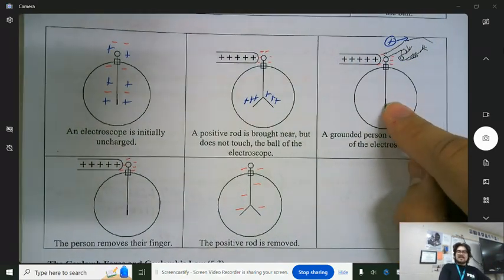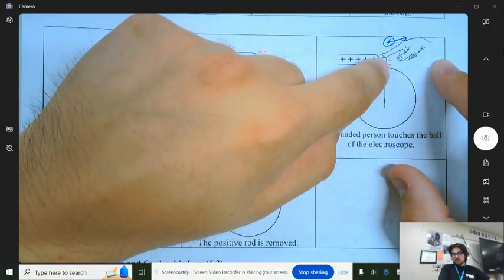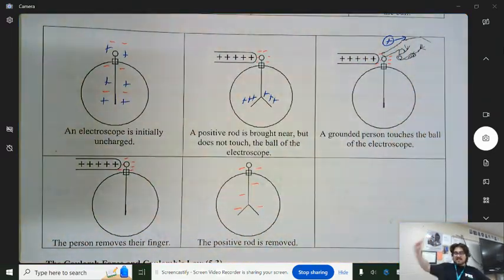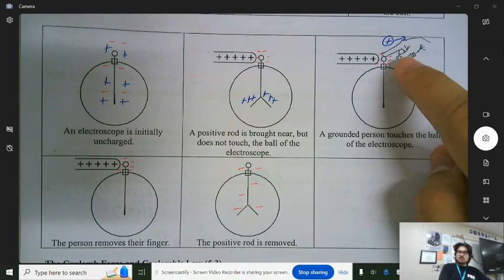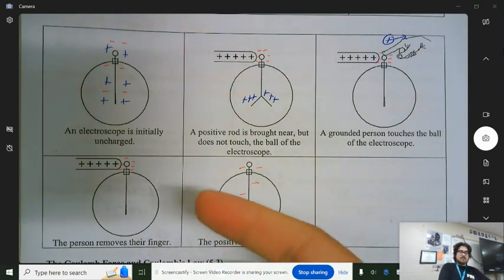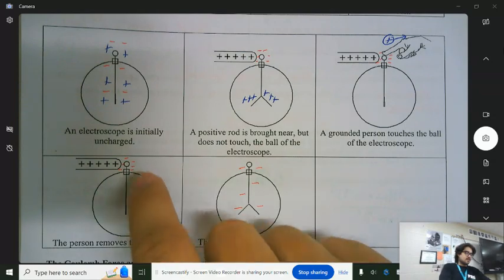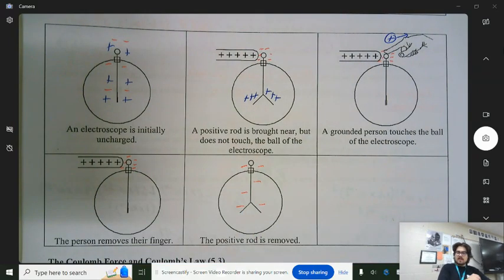So what's going to happen is the positive charges are going to come up through the stem and through the person's finger and then down to ground, okay? And then they can get really far away from the like charges, and they don't have to worry about them ever again, okay? So the positive charges go through the person to ground, and then when the person removes their finger, you still have your negative charges. When you take away the rod, the negative charges go back to just chilling around on the electroscope. Okay, that's how you do it, okay?